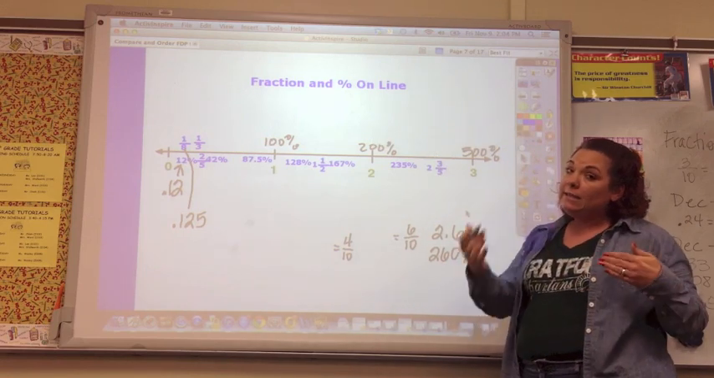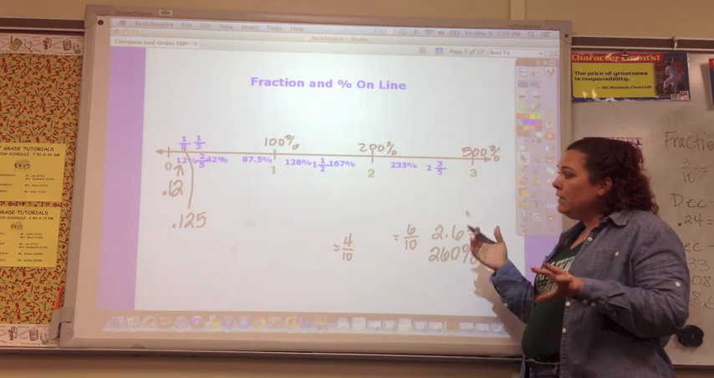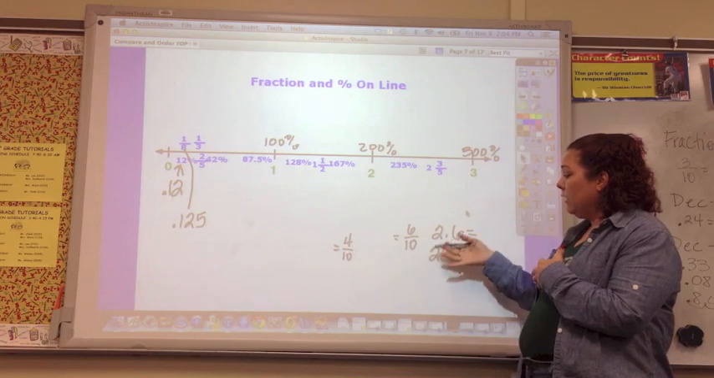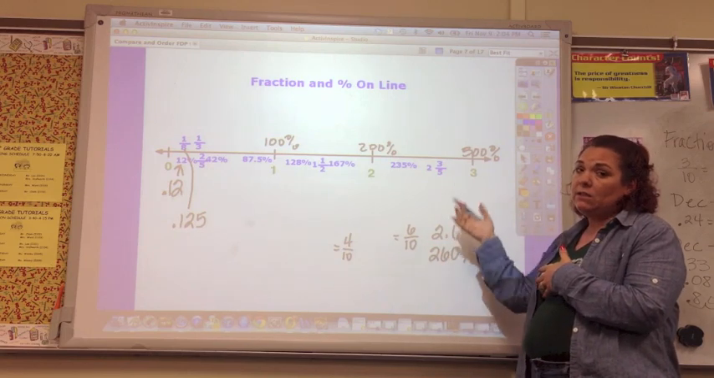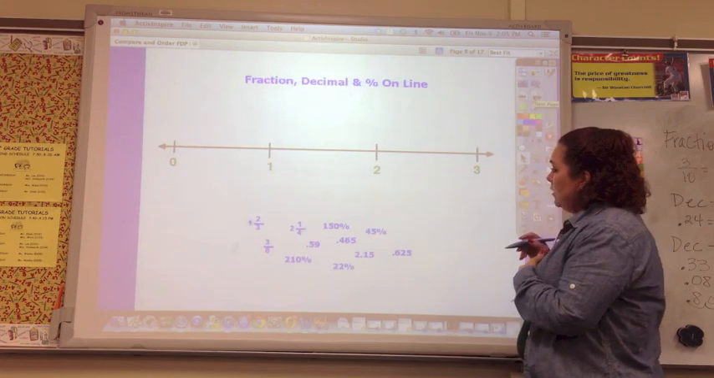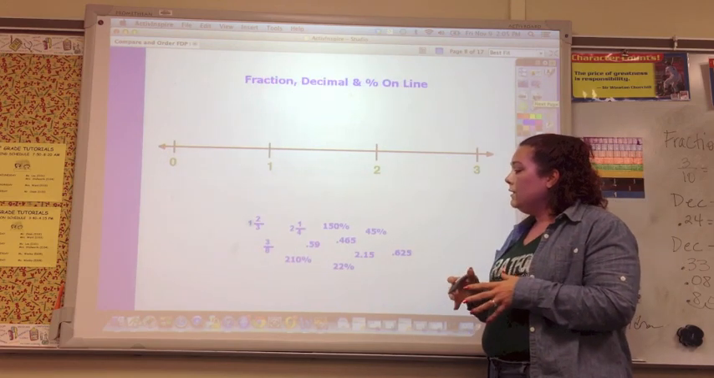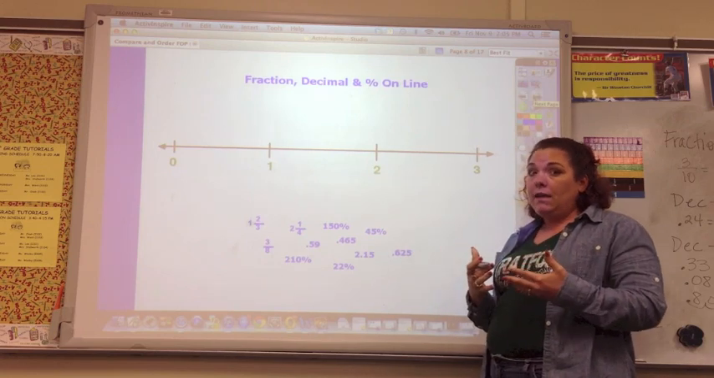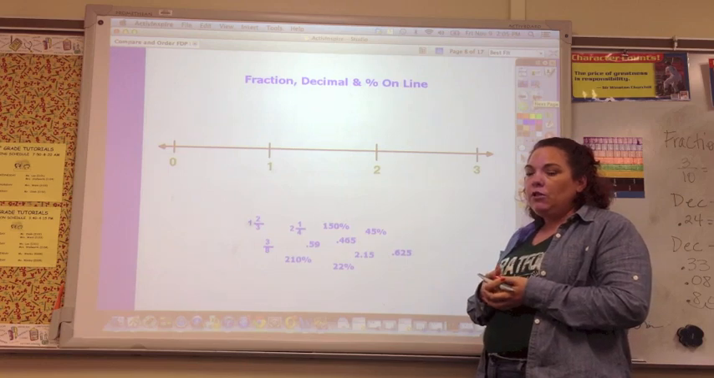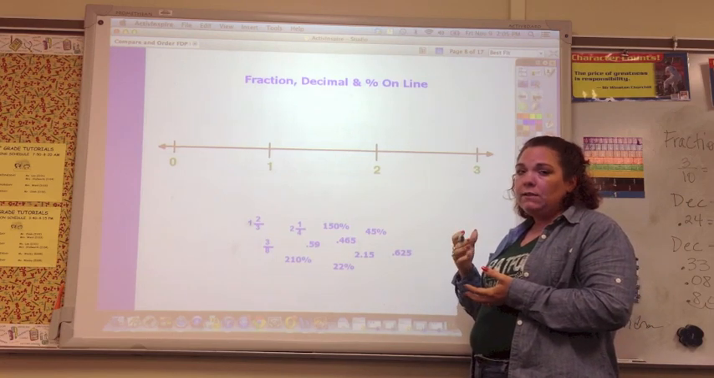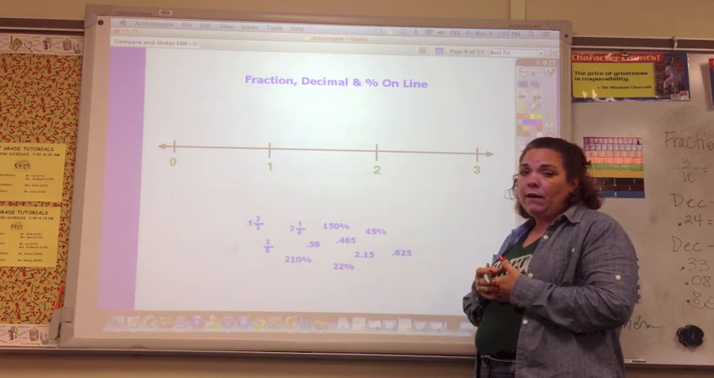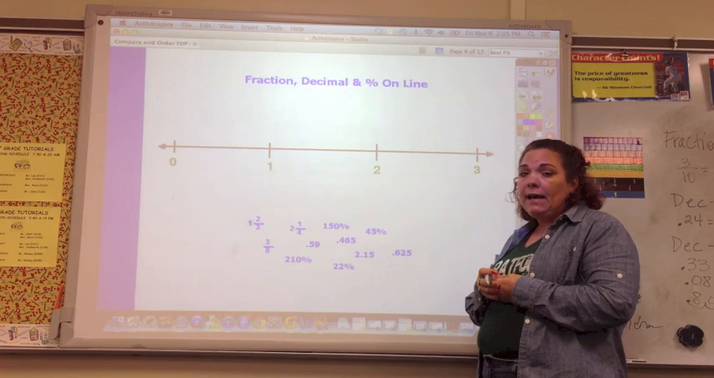So again, I place the percents first, got an idea, and then place the fractions in relationship to those by converting them to decimals and percents to compare. So now, here is an example where we are all mixed. We've got fractions, we've got decimals, we've got percents. So I want you to jot this down in your notes and make this number line and put these on your number line, and whenever you come back, you can check your work.